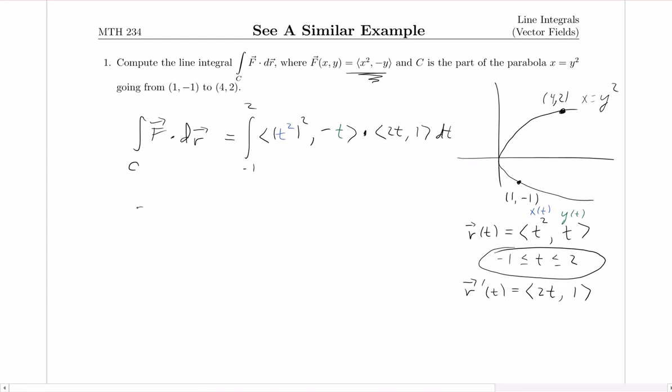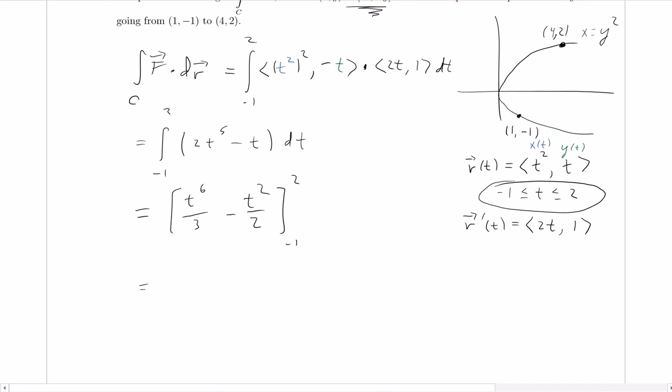So now once we do this dot product, it will be like an integral from Calc 1 in just one variable. So -1 to 2, and let's do the dot product. So t squared squared, that's t to the 4th, times 2t. So that's 2t to the 5th power, plus minus t times 1, so minus t. And now this is a very easy integral. So this is just t to the 6th over 3 minus t squared over 2, evaluated from -1 to 2. And if we plug this in and do the subtraction, we'll get 117 over 6, which can be reduced to 39 over 2.